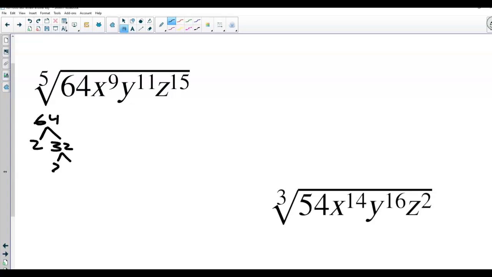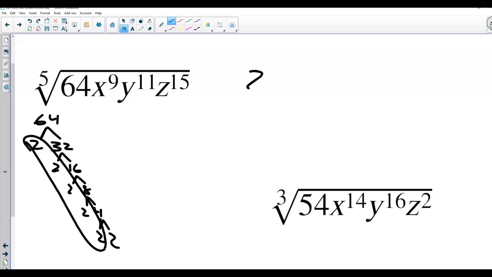2 and 32, 2 and 16, 2 and 8, 2 and 4, 2 and 2. There's 5 2's. So 2, fifth root, 2. The quotient is the exponent on the outside, the remainder on the inside. 9 divided by 5. 1, remainder 4.